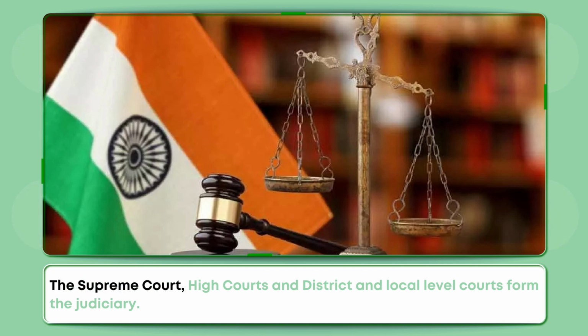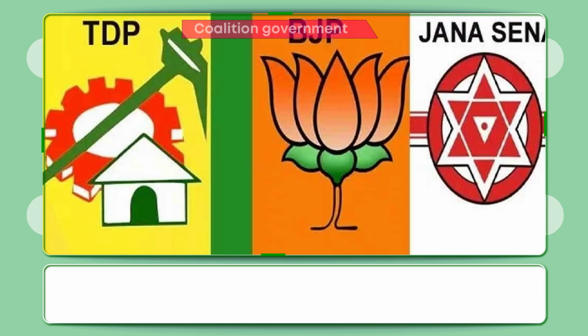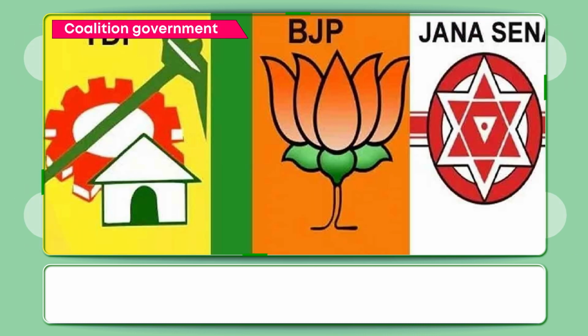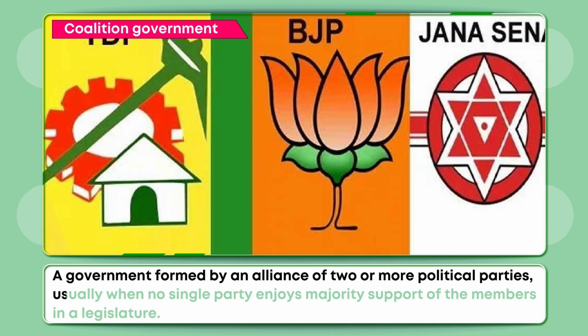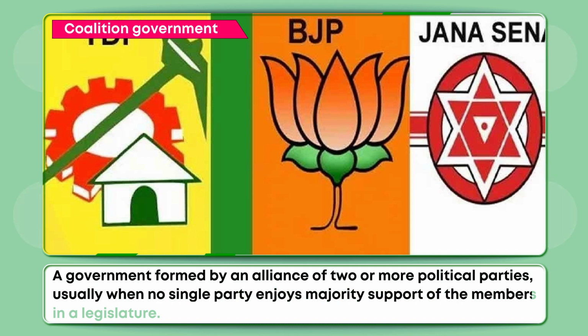The Supreme Court, High Courts and district and local level courts form the judiciary. Coalition government: a government formed by an alliance of two or more political parties, usually when no single party enjoys majority support of the members in a legislature.